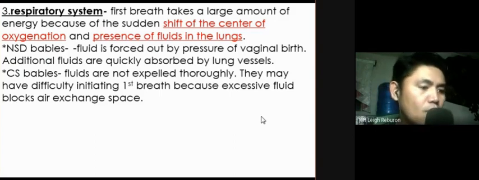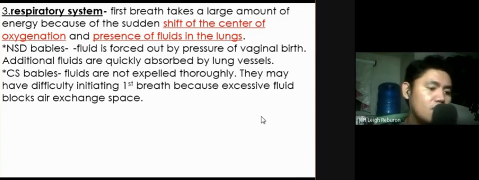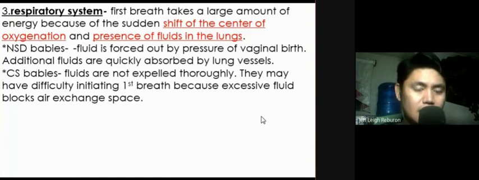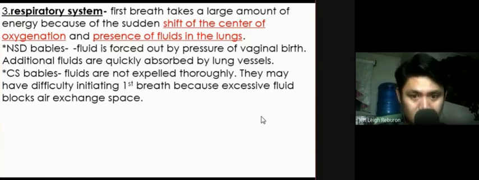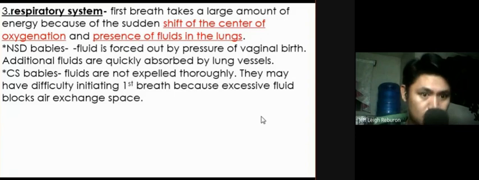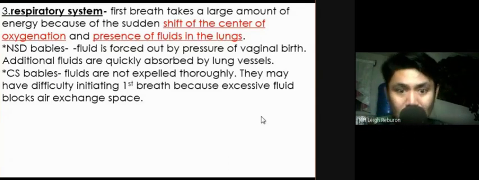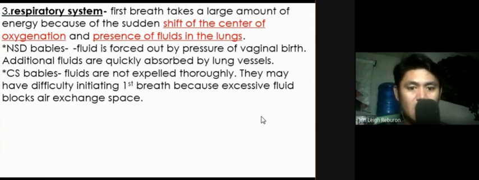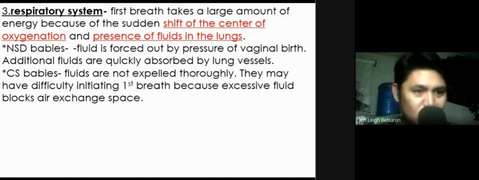Yung mga bata naman po who are delivered via cesarean section, their fluids in the lungs are not expelled thoroughly. Haanda nga maikat insigida deji fluids from the lungs apay. Kasi hindi naman po sila dumadaan sa vagina, kaya hindi po nako-compress yung kanilang chest. Now, they may have difficulty initiating their first breath because of excessive fluid that blocks air exchange space. So dahil walang compression na nagaganap dito sa chest, hindi na ilalabas yung fluids in the lungs. Therefore, ano pong mangyayari? Nahihirapan po silang mag-breathe. So ano pong mas maganda?